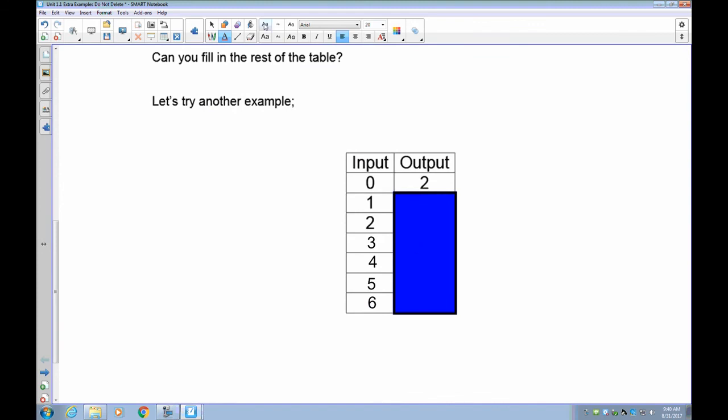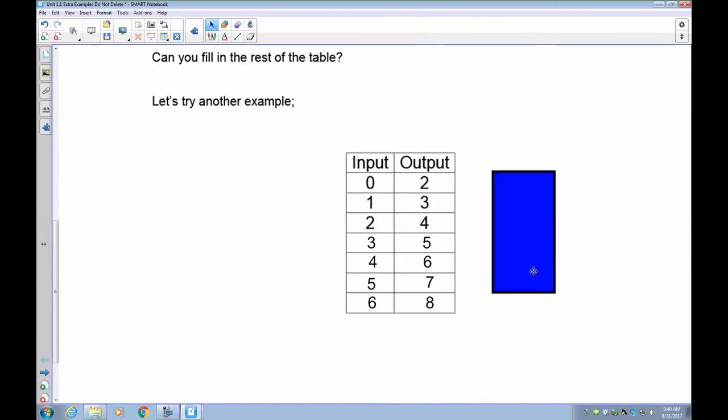All right, here's another one for you to try. Pause the recording and see if you can find this rule. Okay, so what are we going up by? Well, if you're going up by 1s here, so that means that whatever the input is, you're going to multiply it by 1. Okay, so that's pretty straightforward. Multiply by 1.